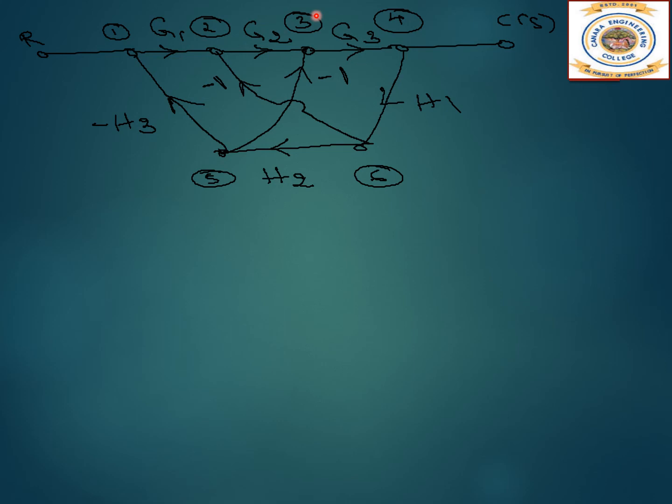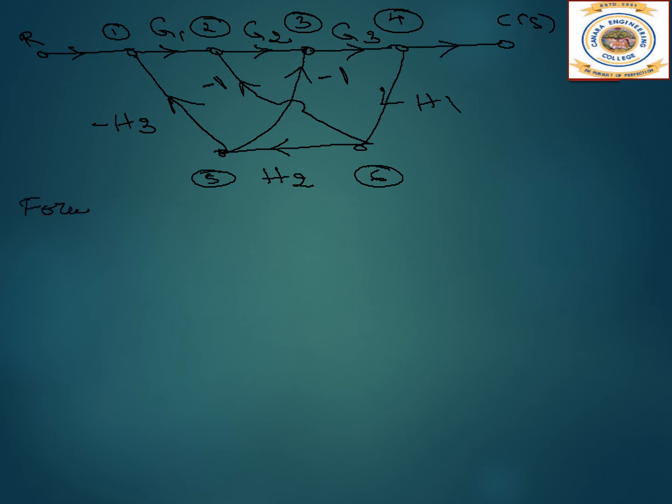What are the loops now here? Okay, one is this one. See G1, G2, G3, H1, H2, H3 minus H3. One more is G2, G3, H1 minus 1. One more is G3, H1, H2 minus 1. So these are the three loops we have. So let us write it down first. And do we have a non-touching? No, because all the nodes are common between them. So no non-touching loops.